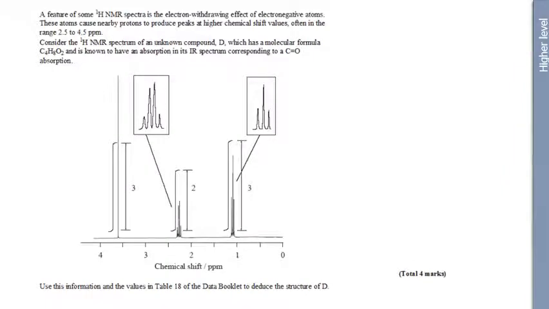So here's an example of a problem that you might be given. A feature of some proton NMR spectra is the electron withdrawing effect of electronegative atoms. These atoms can cause protons to produce peaks of high chemical shift value, often between the range of 2.5 to 4.5 parts per million. Consider the proton NMR spectrum of an unknown compound D with a molecular formula C4HO2, and it is known to have an absorption in the IR spectrum corresponding to carbonyl absorption. Use this information to determine the structure of D. So pause the video now and let's see if you can work that out.